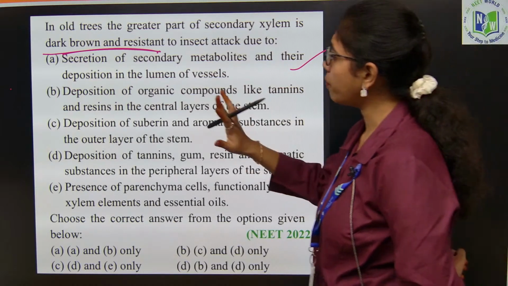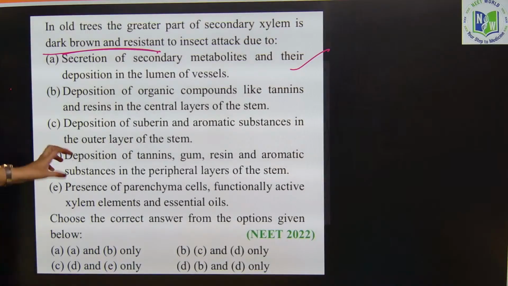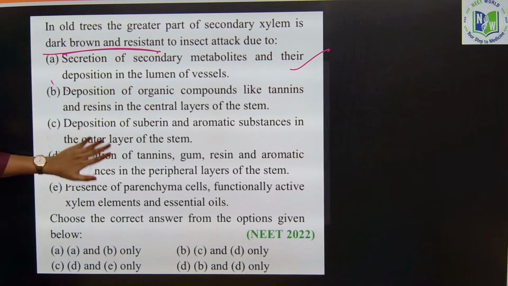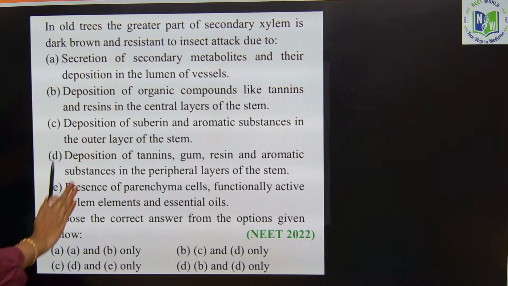But of course, before dealing with this question, let me confirm that questions from secondary growth will not appear in NEET 2026. If we consider the new NEET syllabus, questions will not appear from secondary growth. So we will put this question for last.